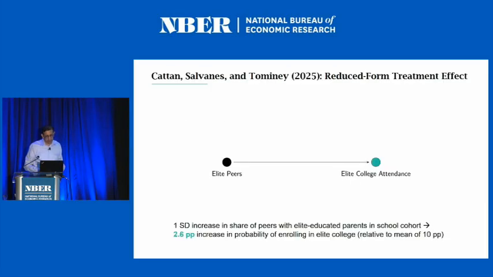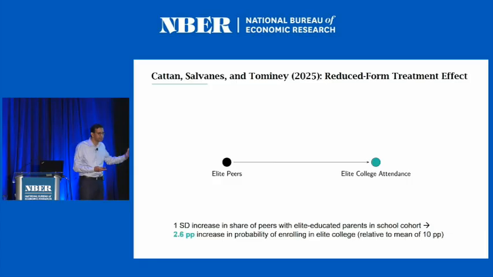So they implement that analysis with Norwegian administrative data, and they find that a 1 standard deviation increase in the share of peers with elite educated parents in your school cohort increases the chance that you down the road go to an elite college by 2.6 percentage points. Relative to a mean of 10%, it's about a 25% increase, a pretty sizable impact of the composition of your peers on downstream outcomes. So that is an interesting finding in and of its own right.